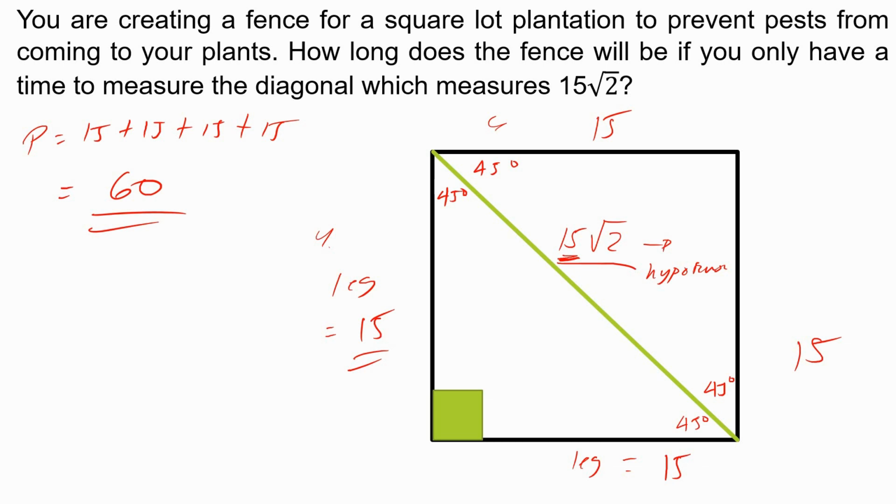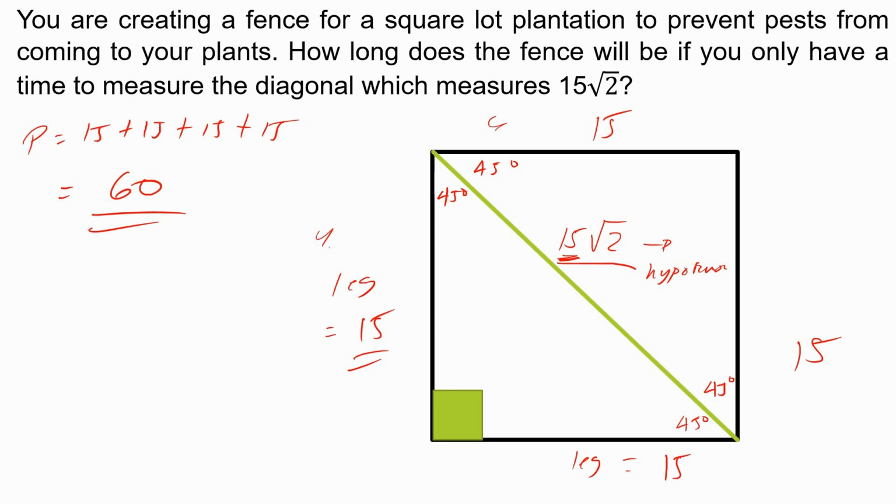Or simply, another technique: if the diagonal is given, for example 15 square root of 2, if you separate those two numbers, 15 is what you get, right? You'll just multiply it by 4 because you have 4 fences. So 15 times 4 is 60. That's another way. And that is for problem solving number 2.